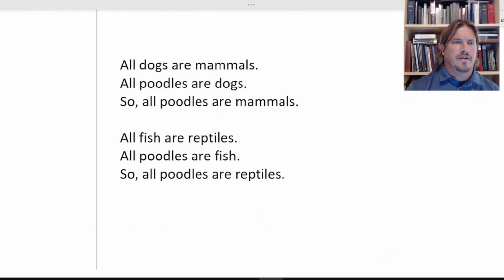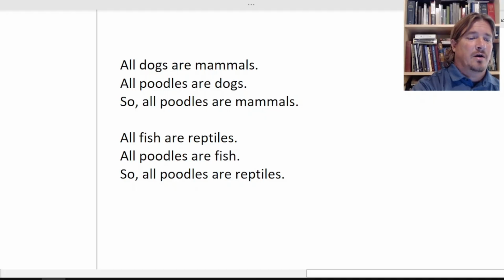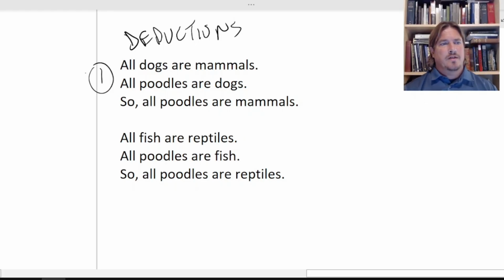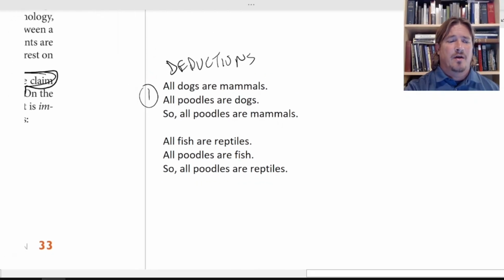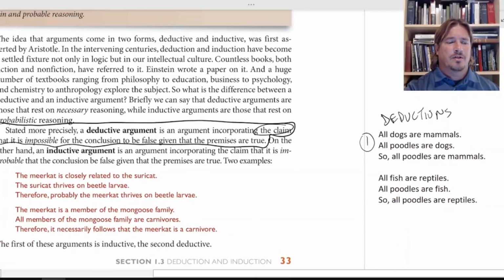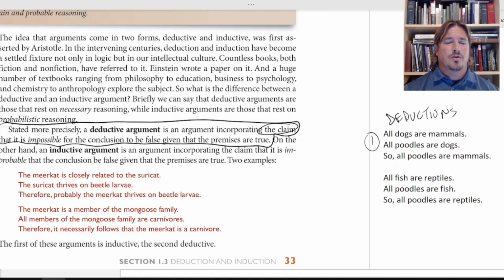All right, so let's look at a couple of examples of some deductions. These are deductions. Let's look at this first one here. All dogs are mammals, all poodles are dogs, so all poodles are mammals. Now, again, this is a deduction. It meets the criteria for what a deduction amounts to, according to Hurley. A deduction is supposed to incorporate the idea or claim that if the premises are true, it's impossible for the conclusion to be false.